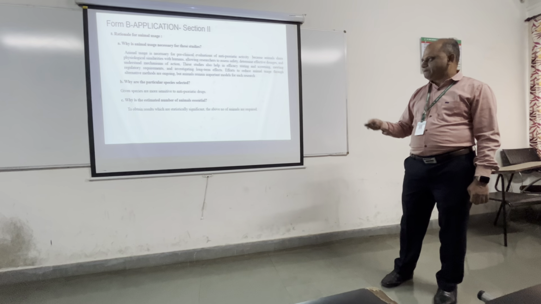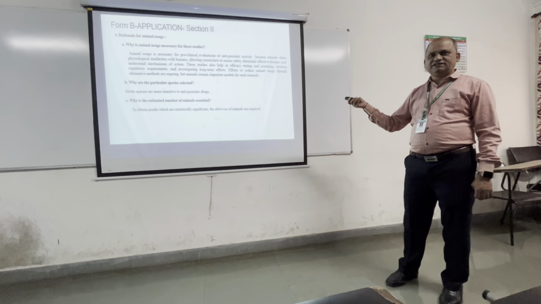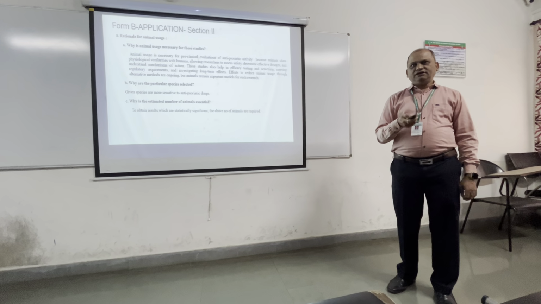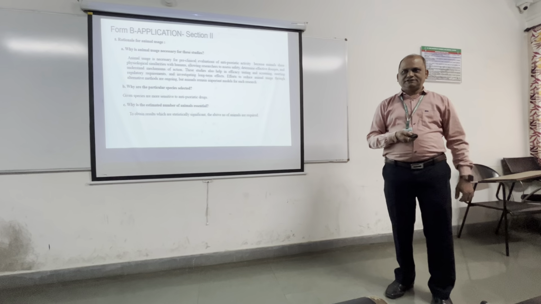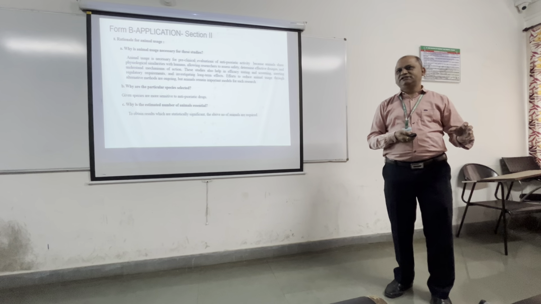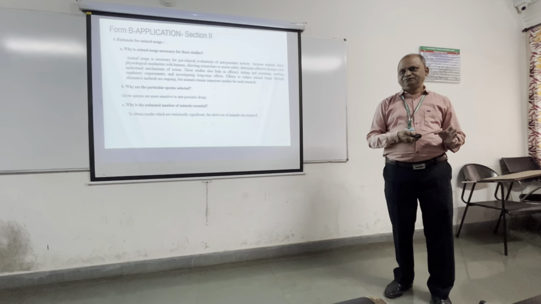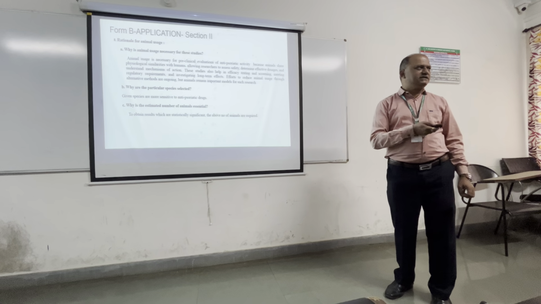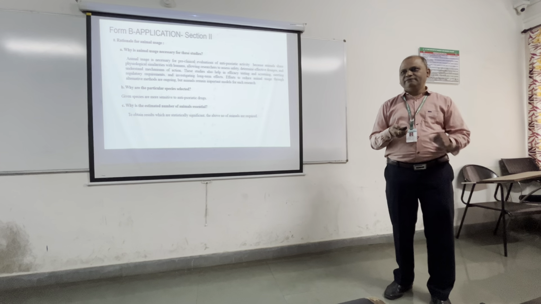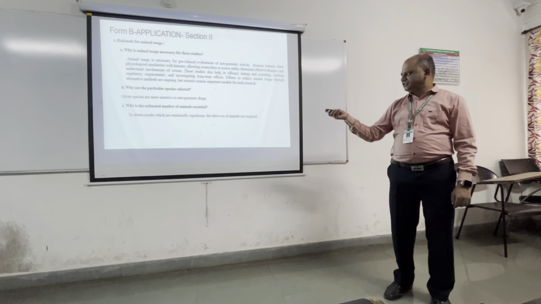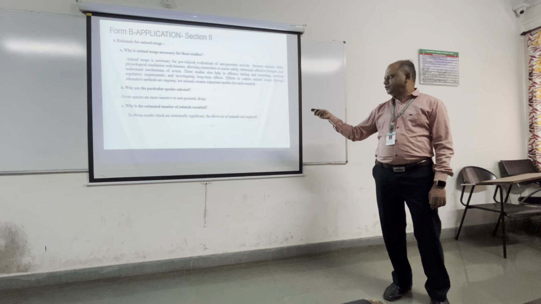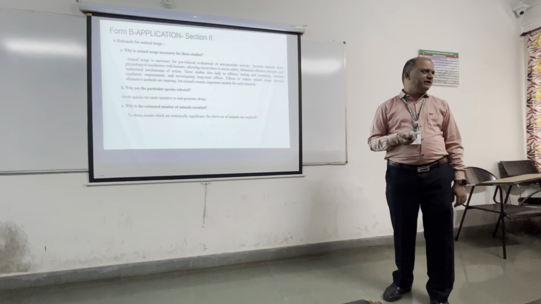Likewise, you have to mention why the estimated number of animals is essential. For biostatistics, after the completion of our research, we are going to do statistical analysis, whether our study is significant or not. For that purpose, the minimum number of animals to be mentioned in one group is 4 or 6 animals. That is the justification. To obtain results which are statistically significant, double the number of animals is required. Understood?